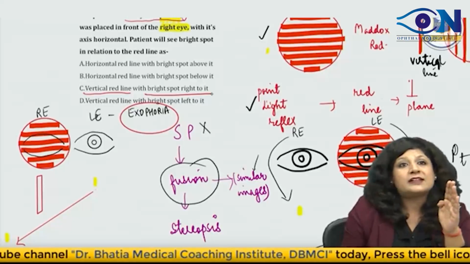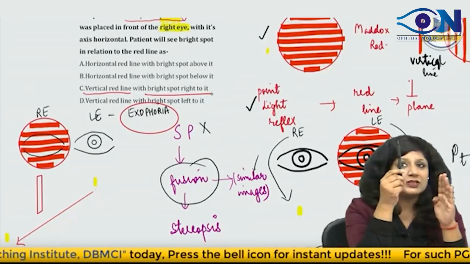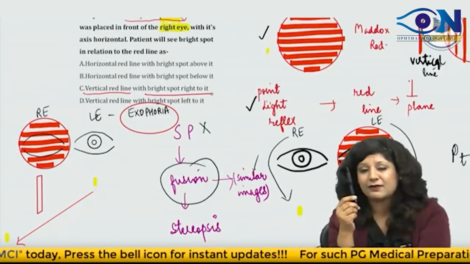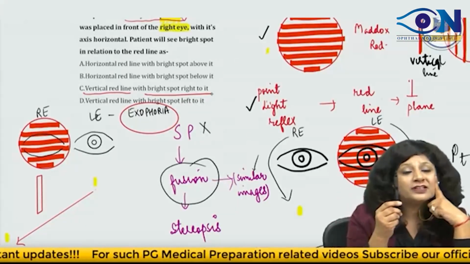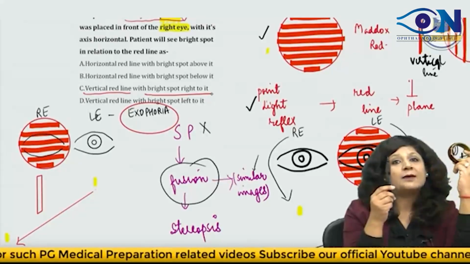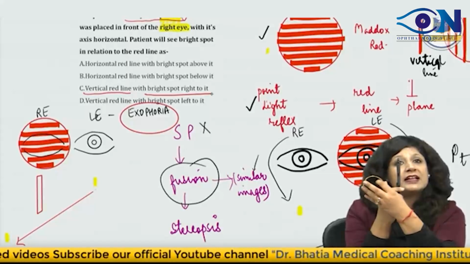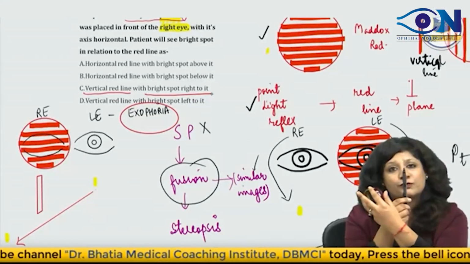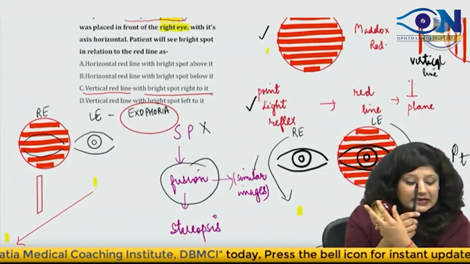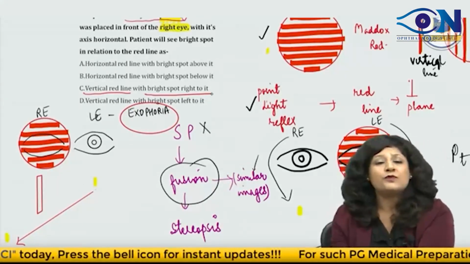So ideally what is happening, we are keeping the Maddox rod in front of the right eye. So this should see a line and the left eye should see a dot, but this eye is having the divergent squint, so this will come on the opposite side like this. So now this vertical red line is there with a red spot on the right side of it. Therefore the answer is vertical red line with a bright red spot right to it. So this is how we have solved.